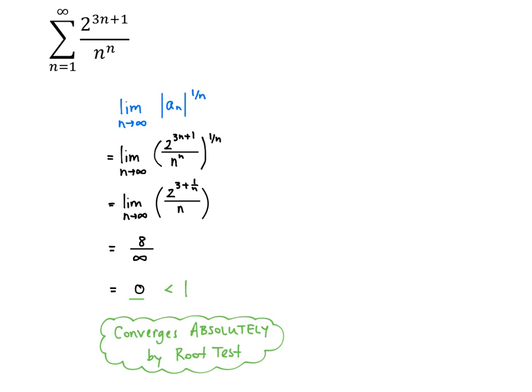So again, the root test is used typically when there are not factorials. When there are factorials involved, we want to use that ratio test. And we'll go from there.